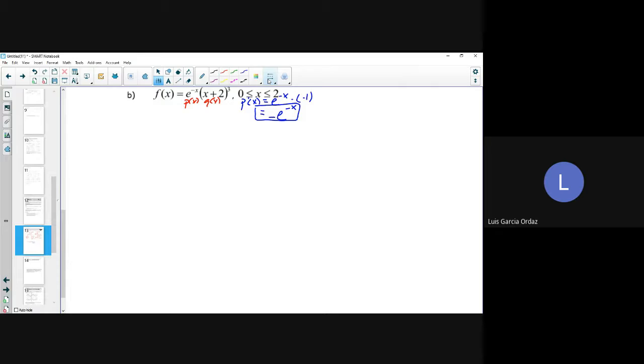And now I need to determine my derivative of q of x, which is x plus 2 to the power of 3. Who can tell me what the derivative of x plus 2 to the power of 3 gives me? Yep, 3 times x plus 2 squared.